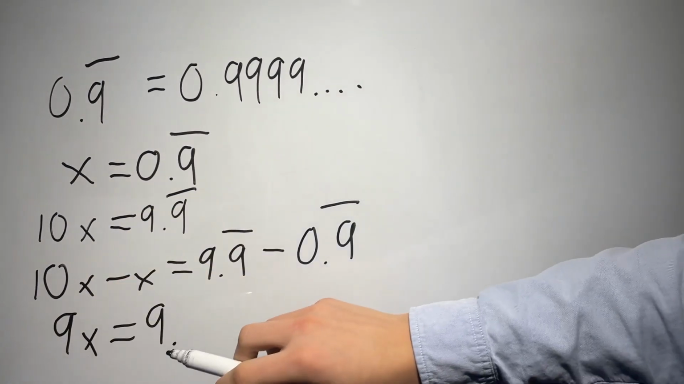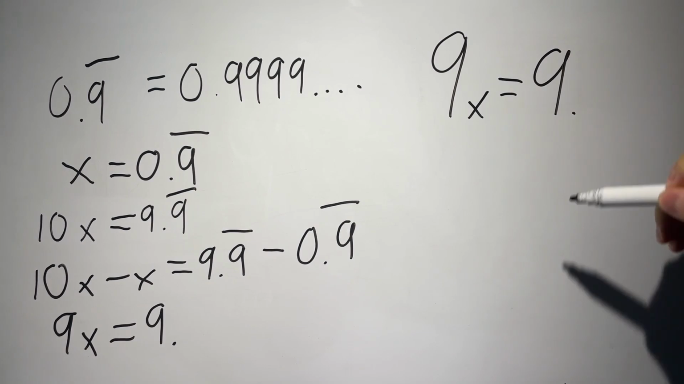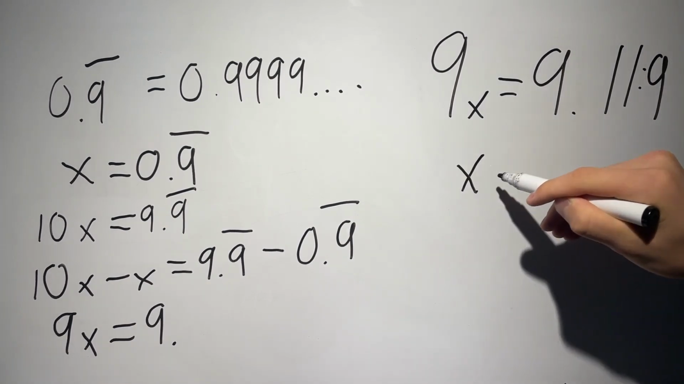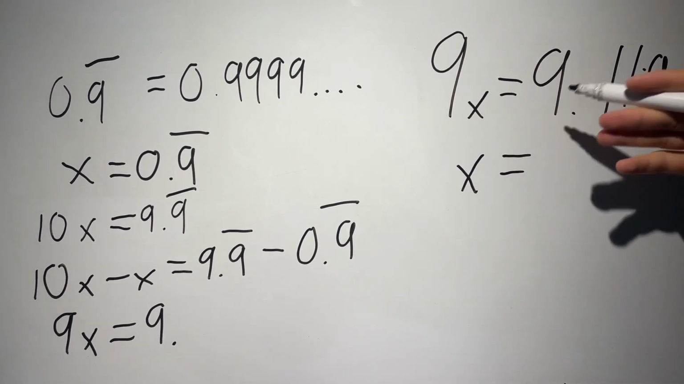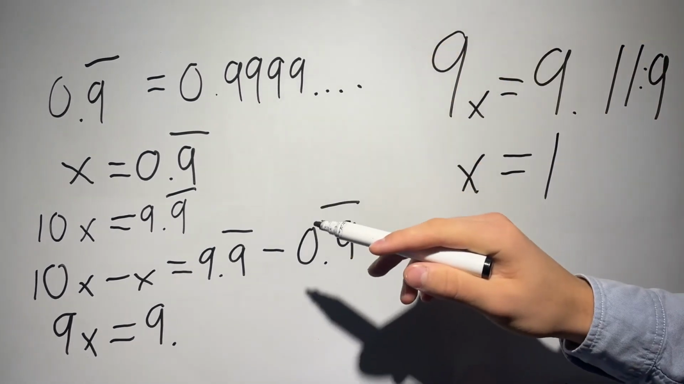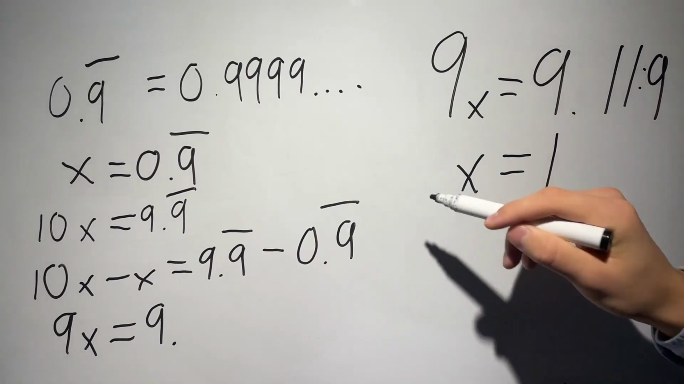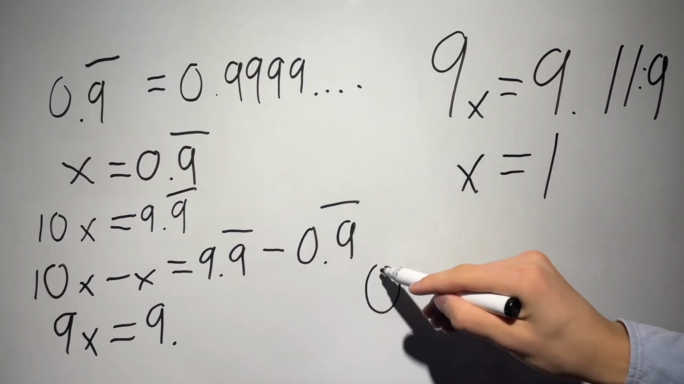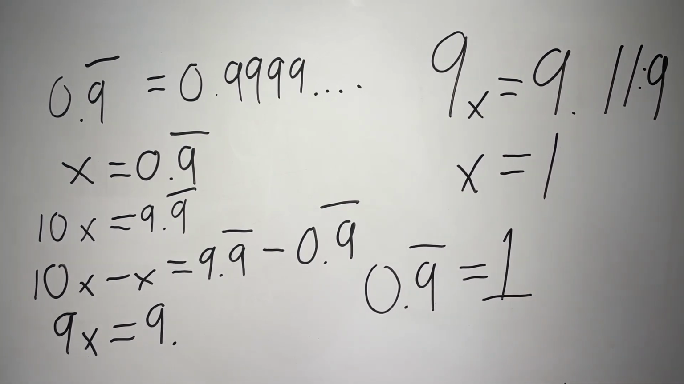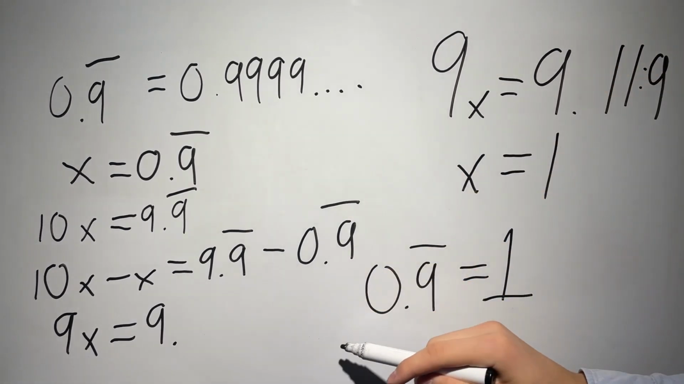And now we can solve for x. This is basic algebra. We take 9x equals 9 and divide everything by 9. Here we get x equals, what do we have? 9 divided by 9. It's 1. So there we have it. Since we started with x equals 0.9 repeating and ended up with x equals 1, we've shown that 0.9 repeating actually equals 1. It's a little mind-blowing, but mathematically they are exactly the same number.